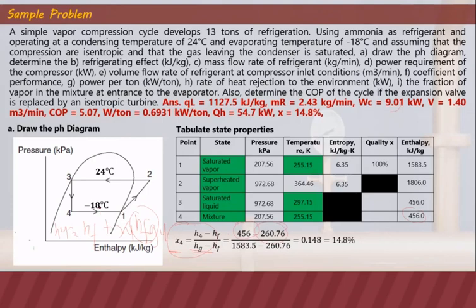Try to find HF at negative 18, or HF at 255.15, that is 260.76. And then Hg is equal to H1. The HF is here. We were not able to get that in the table because that's not one of the correct requirements. But the Hg is equal to H1. That's why we have 1583.5 here. And then HF is again the HF at negative 18 degrees Celsius.